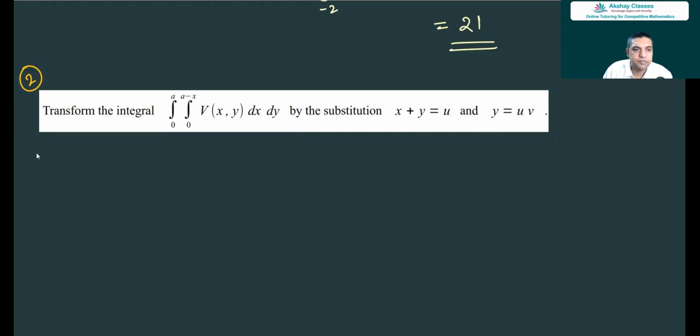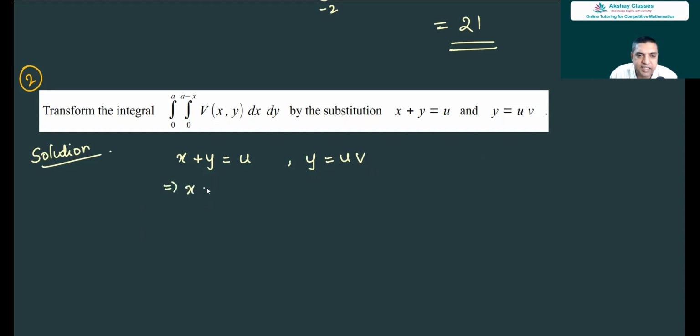Now, like yesterday, x plus y is equal to u and y is equal to uv. So what will be x? Y is in terms of u, v, so x should also be a function of u, v. So this implies x is equal to u minus y, which is u minus uv, and y is uv.